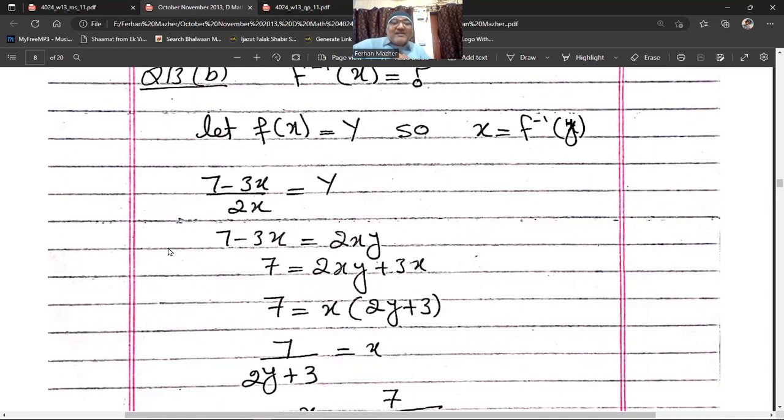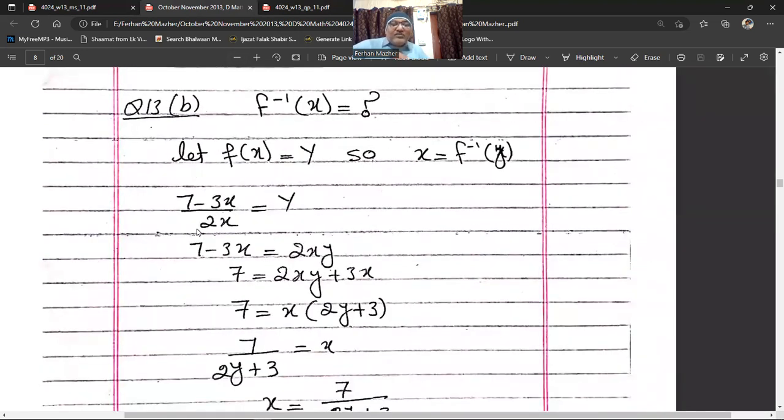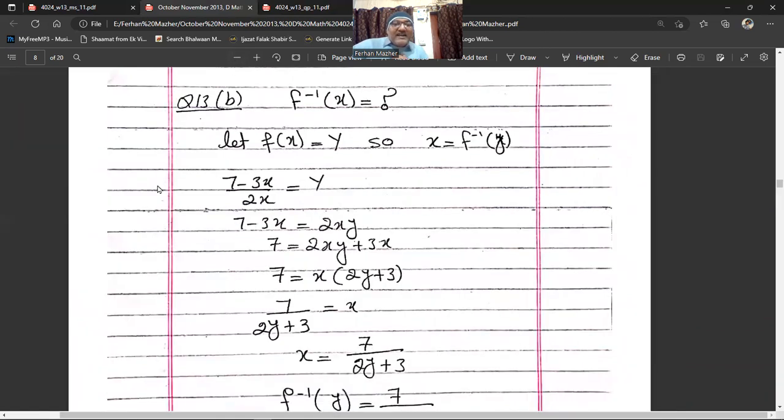I will make x the subject of the formula. So this 2x will go to the other side. So you will have 7 minus 3x is equal to 2xy. So 7 will be equal to 2xy plus 3x. I will take the x common. So in the bracket, I will have 2y plus 3. This bracket will go to the other side and it will divide. And you will see that x is equal to 7 divided by 2y plus 3.